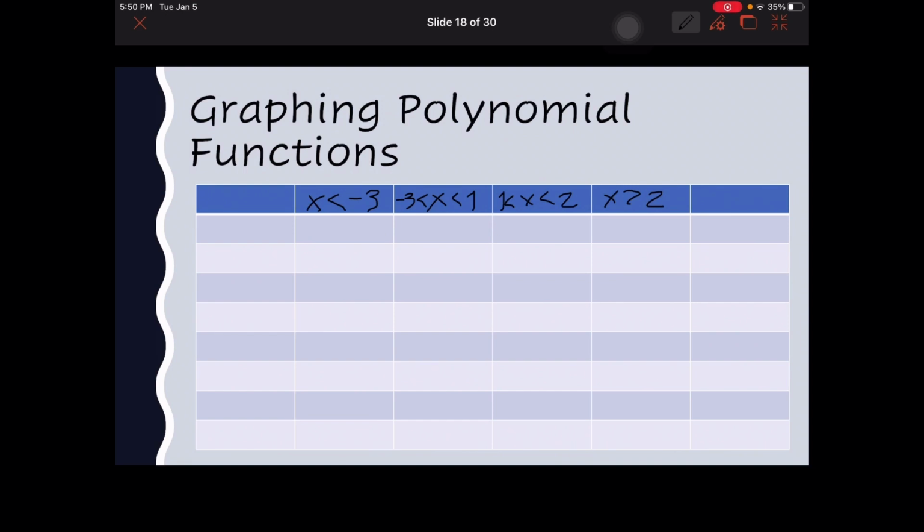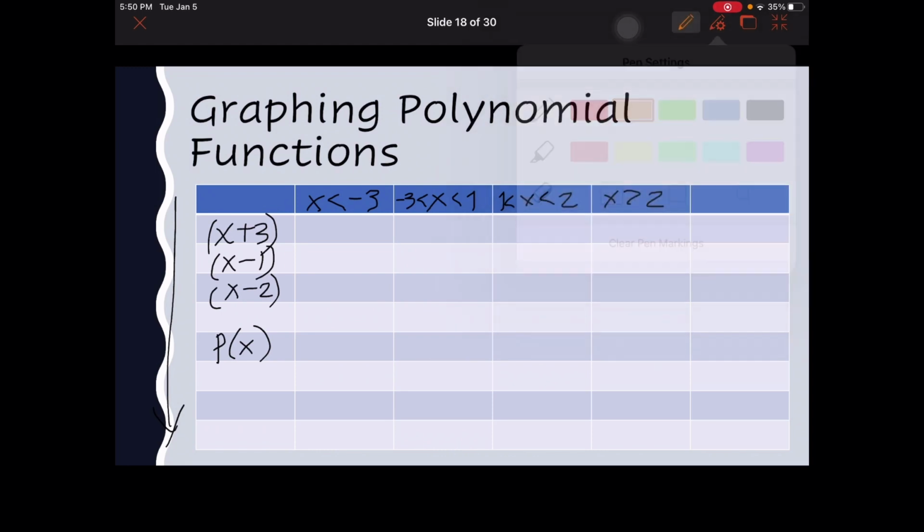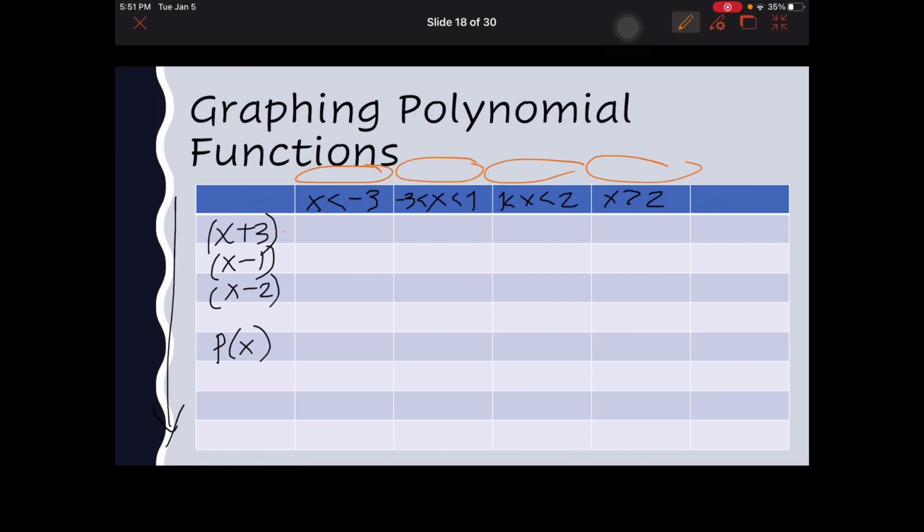Okay? So, yan po ilalagay natin sa first row natin. Sa first column, ang ilalagay naman po natin ay yung mga factors natin. So, ano-ano ulit yung factors natin? We have x plus 3, x minus 1, at saka x minus 2. And then, of course, syempre, yung ating function itself, si p sub x. So, ano na gagawin natin dito? We will now determine kung positive or negative yung bawat isang factor dito sa bawat area stated.